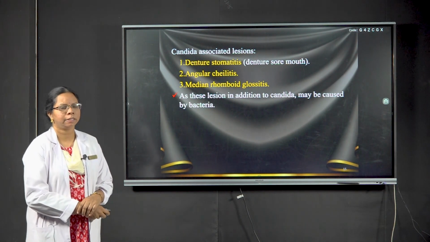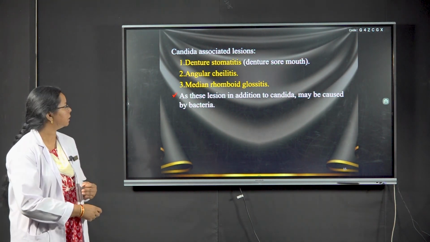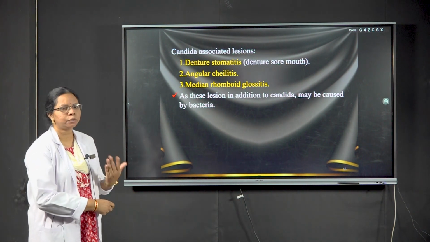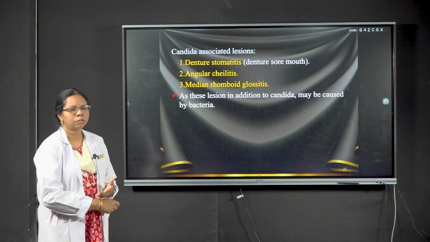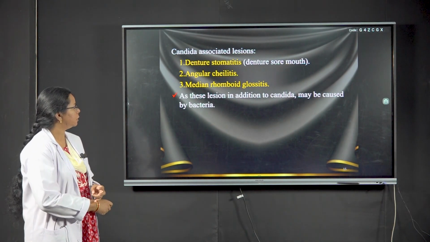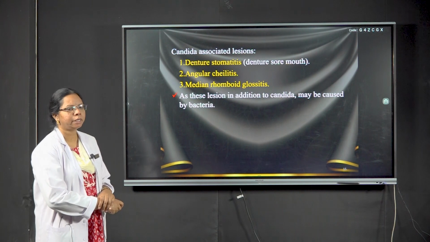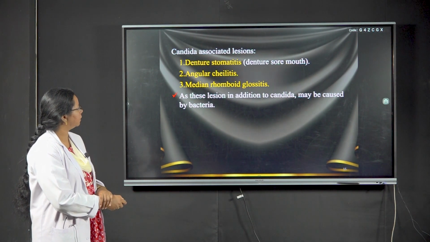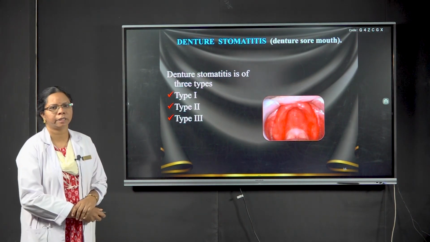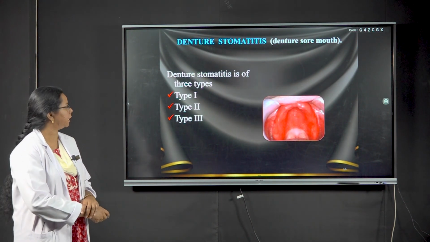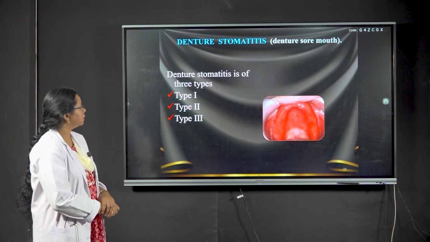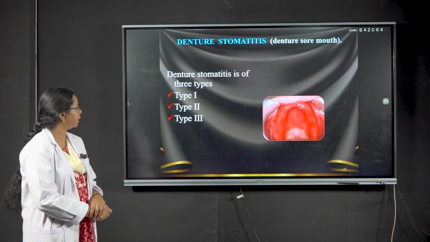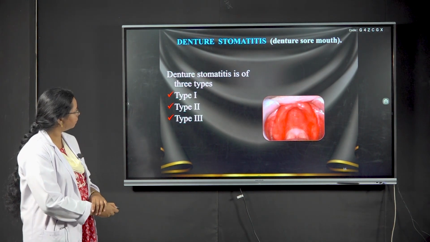Candida associated lesions. There are 3 lesions which are associated. They are considered as candida associated lesions because in addition to the candida, they may be caused by bacteria also. Denture stomatitis, angular cheilitis and median rhomboid glossitis are classified under this category. We'll start with denture stomatitis. With excessive usage of denture, it results in denture stomatitis. There are 3 types of denture stomatitis identified: type 1, type 2, type 3.